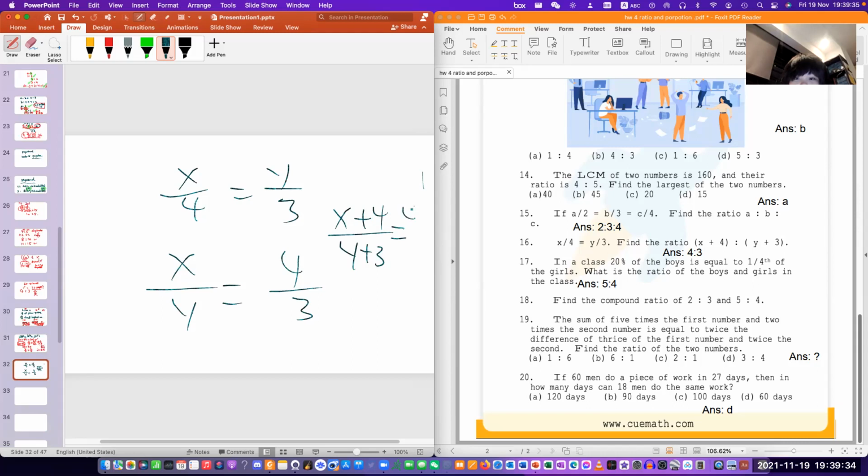So x plus 4 over y plus 3, you're going to get x is 4. So 4 plus 4 is 8. And then over here, 3 plus 3. So you're going to get 8 over 6. And then 8 over 6 is divided by 2. You get 4. Divided by 2, you get 3. So it's 4 over 3. Do you get 4 over 3? Yeah, very good. So the ratio is 4 over 3.